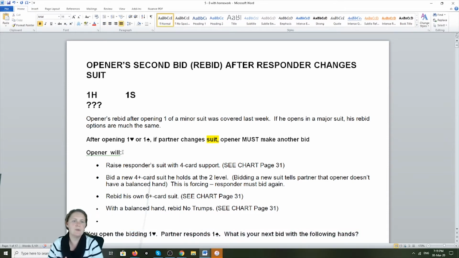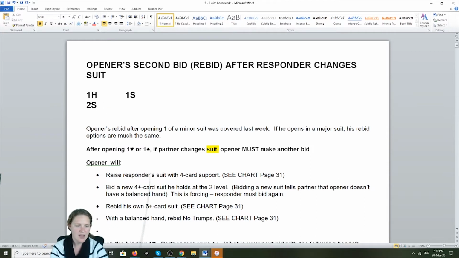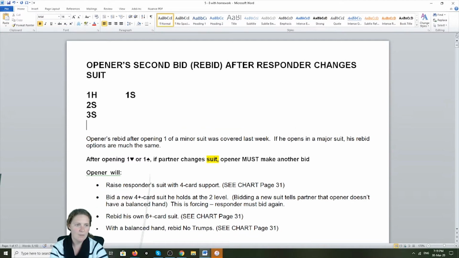Okay, so what are we going to do when this happens? The first thing is that we might raise the suit with 4 card support. Now what this means is that if I'm the opener and in addition to the 5 hearts that I had to open 1 heart, if I had 4 cards to go in spades as well, I'm now going to bid some number of spades. I might bid 2 spades, I might bid 3 spades, or I might bid 4 spades. But if I've got 4 spades, I know that when my partner bid 1 spade, they've got spades as well. We're going to have a fit if we've both got 4 of them.